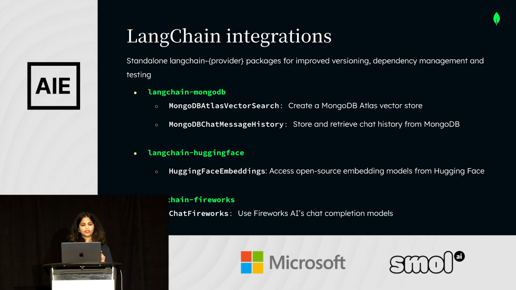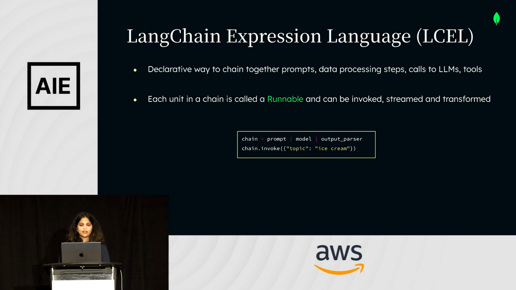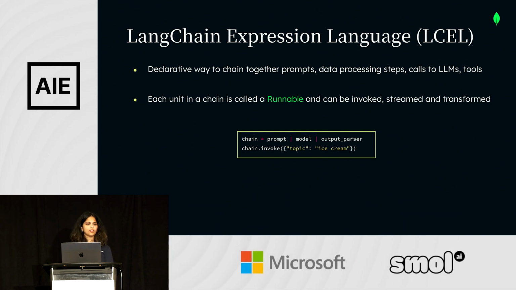We'll also use LangChain Hugging Face to access open source embedding models from Hugging Face. And finally, we'll use LangChain Fireworks to access chat completion models from Fireworks AI. And you'll be using the LangChain expression language, or LCEL, to create RAG and agent workflows using LangChain. And it's essentially a declarative way to chain together prompts, data processing steps, LLMs, and tools in LangChain fashion.